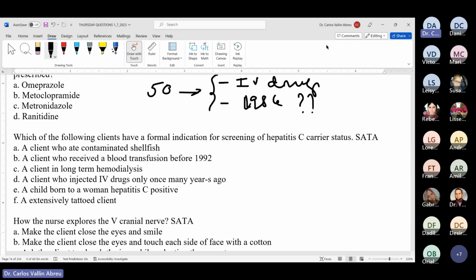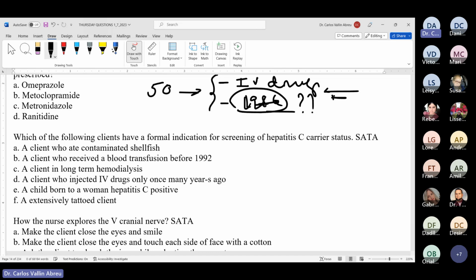So those clients usually receive blood transfusion. People of this generation received blood transfusion without being screened, without ruling out the virus in the transfusion. So some members of this generation received transfusion with the virus because at that time this screening was not done in the transfusion.